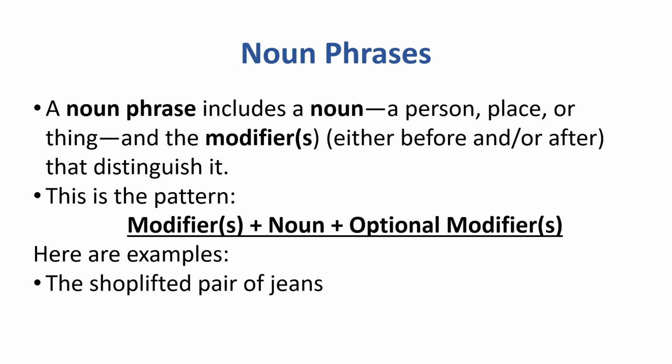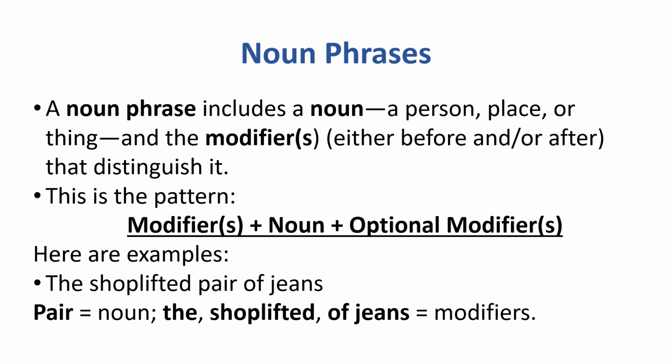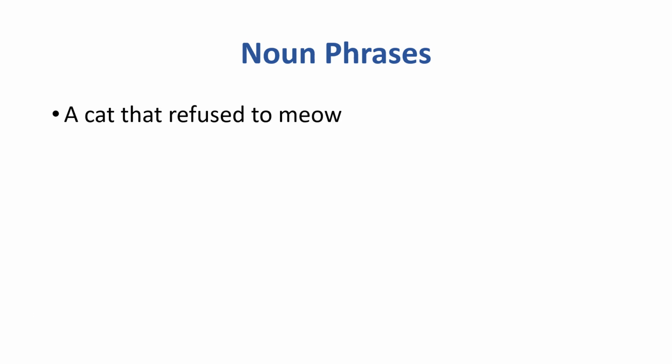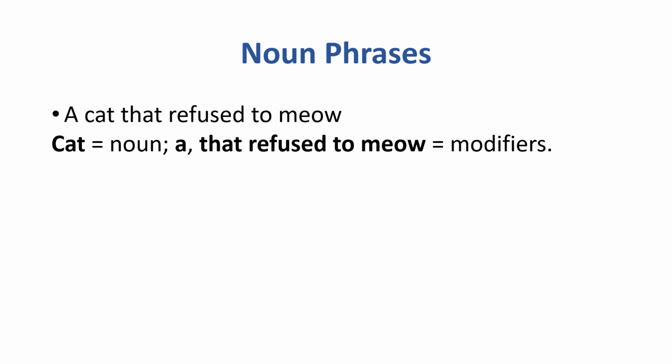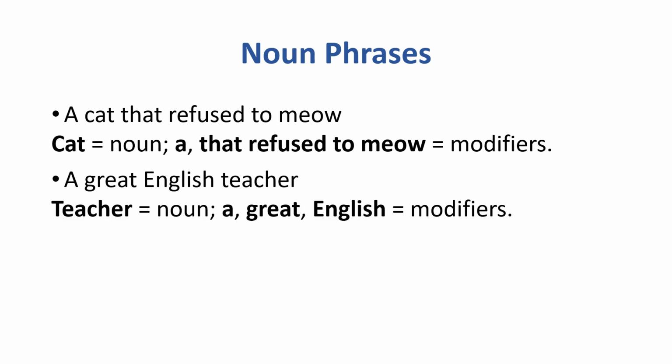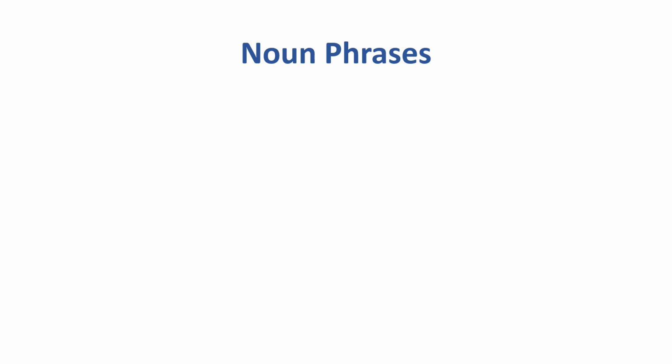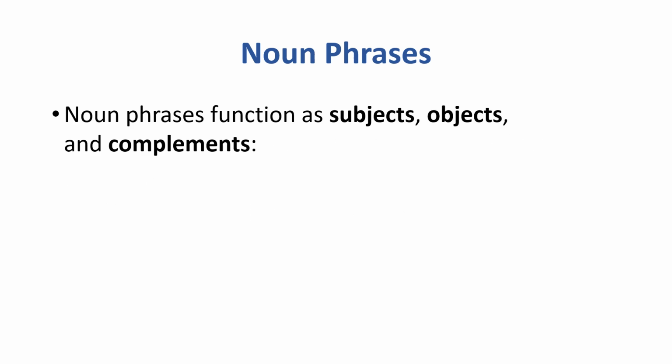Examples basically include the shoplifted pair of jeans. In this example, pair is the noun; the, shoplifted, and jeans are all modifiers. Then we have the noun phrase, a cat that refused to meow. Here again, cat is a noun, and that refused to meow is the modifier. A great English teacher, here again we have teacher, which is a noun, and great and English are modifiers. Then, moving further, we're going to talk about how noun phrases function as subjects, objects, or complements.